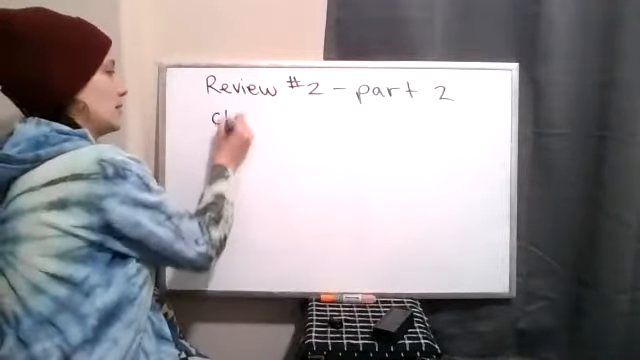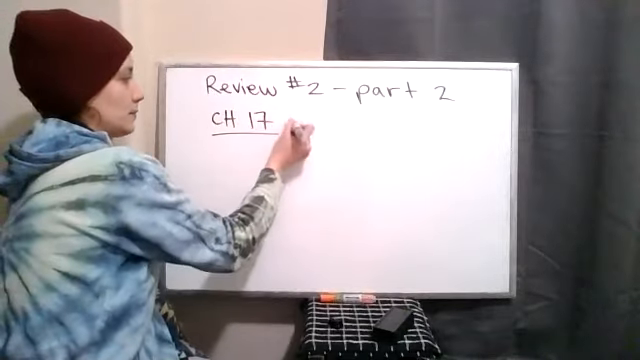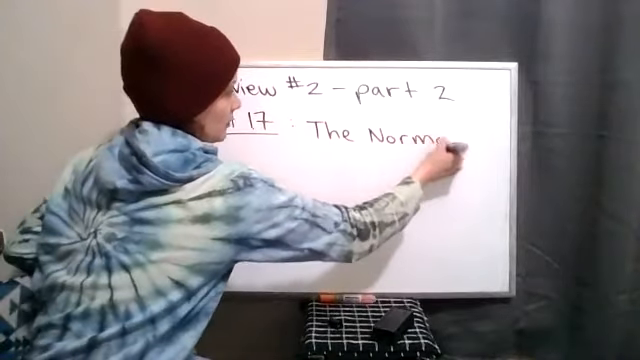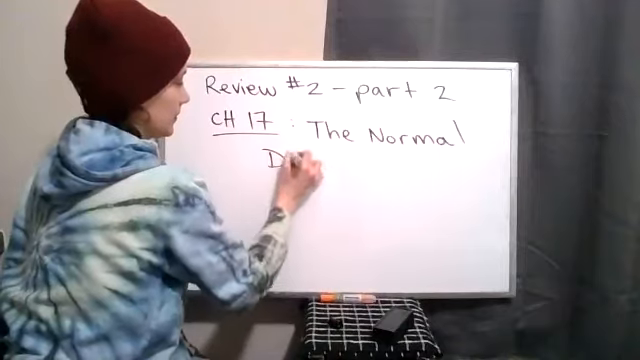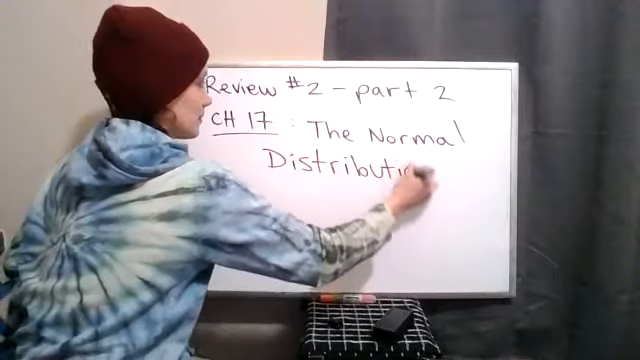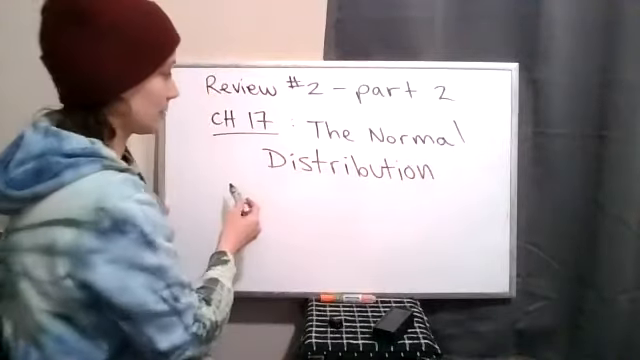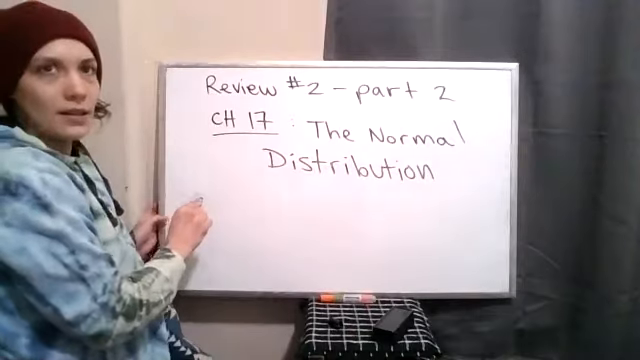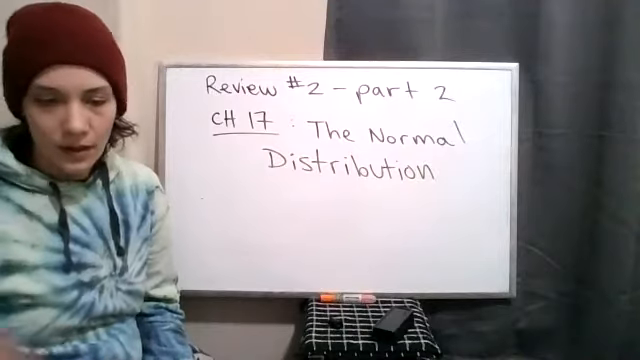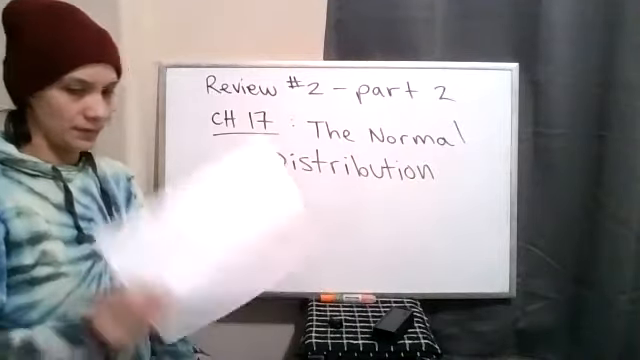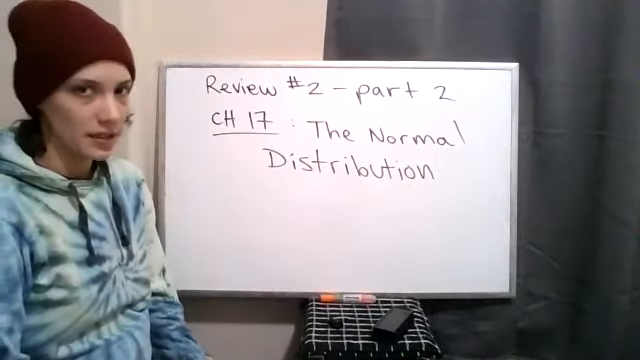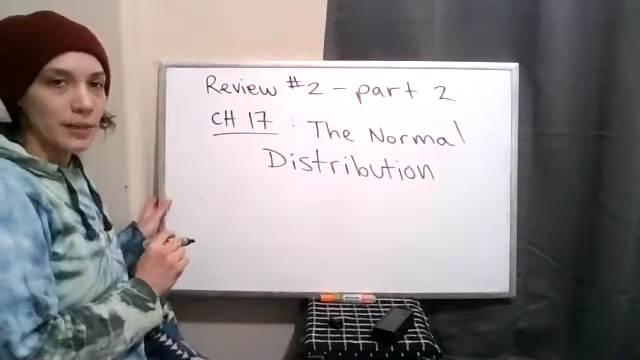Okay, chapter 17. Distribution. So the normal distribution is centered at the mean, which we call mu sub x.